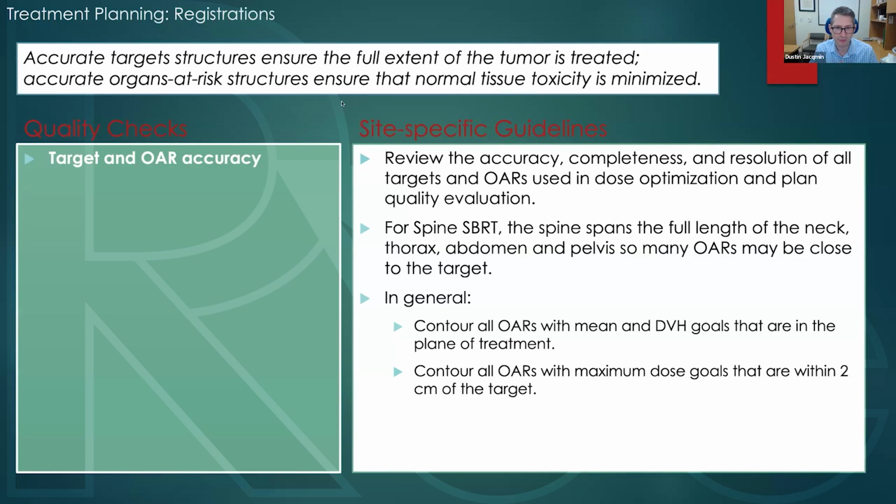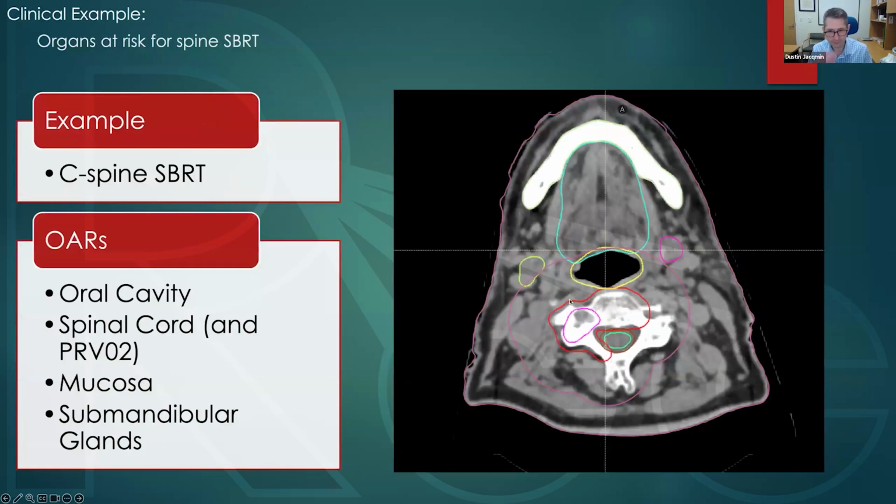treating in. And so in general, the rule we follow in my clinic is you should contour all organs at risk with mean and DVH goals that are in the plane of treatment. So any planes that the beam is going to be going through, those organs at risk should be contoured if they have DVH goals or organ at risk goals with mean dose. And then any organs that have max dose goals, if they're within 2 centimeters of the target, they should be contoured as well.